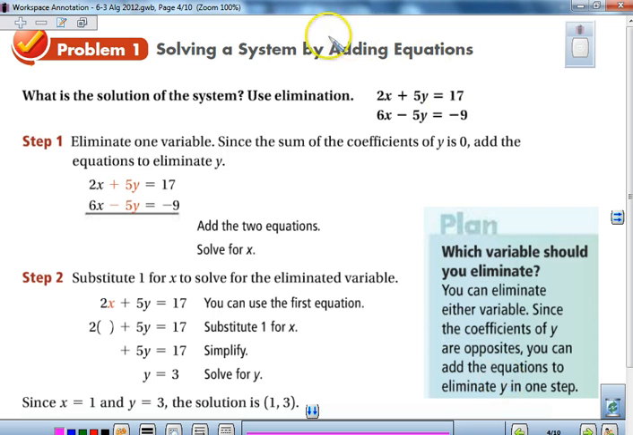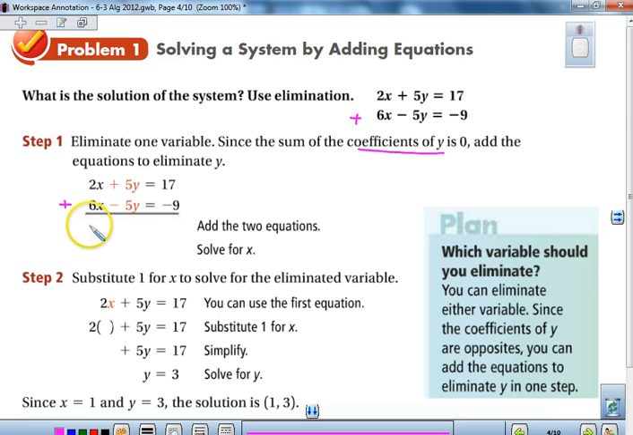What elimination just means is that we're going to look at a system and try and add them together. What we're trying to do is pick one variable to eliminate. And as you look at this system, 2x plus 5y equals 17 and 6x minus 5y equals negative 9, we want to try to eliminate one variable. So if we think of adding these two things together, which variable would cancel? In this case, the coefficients of y, positive 5 and negative 5, are going to end up to be 0. So we are going to add these two equations together.